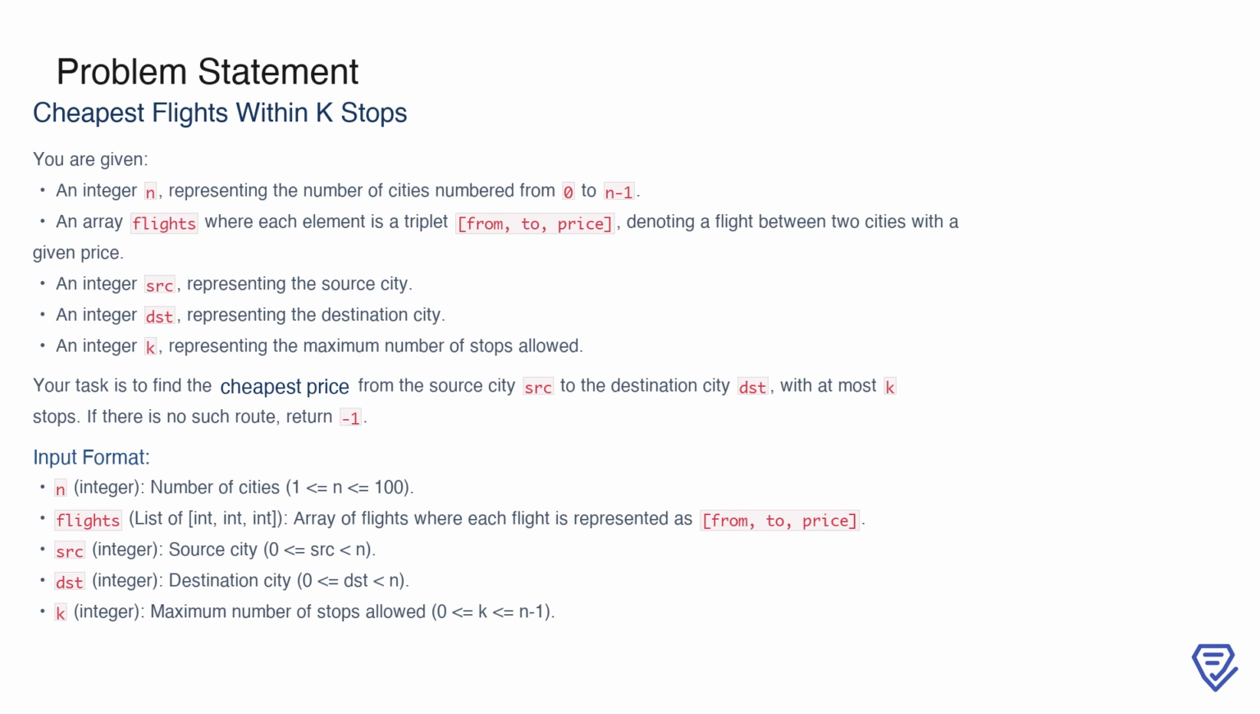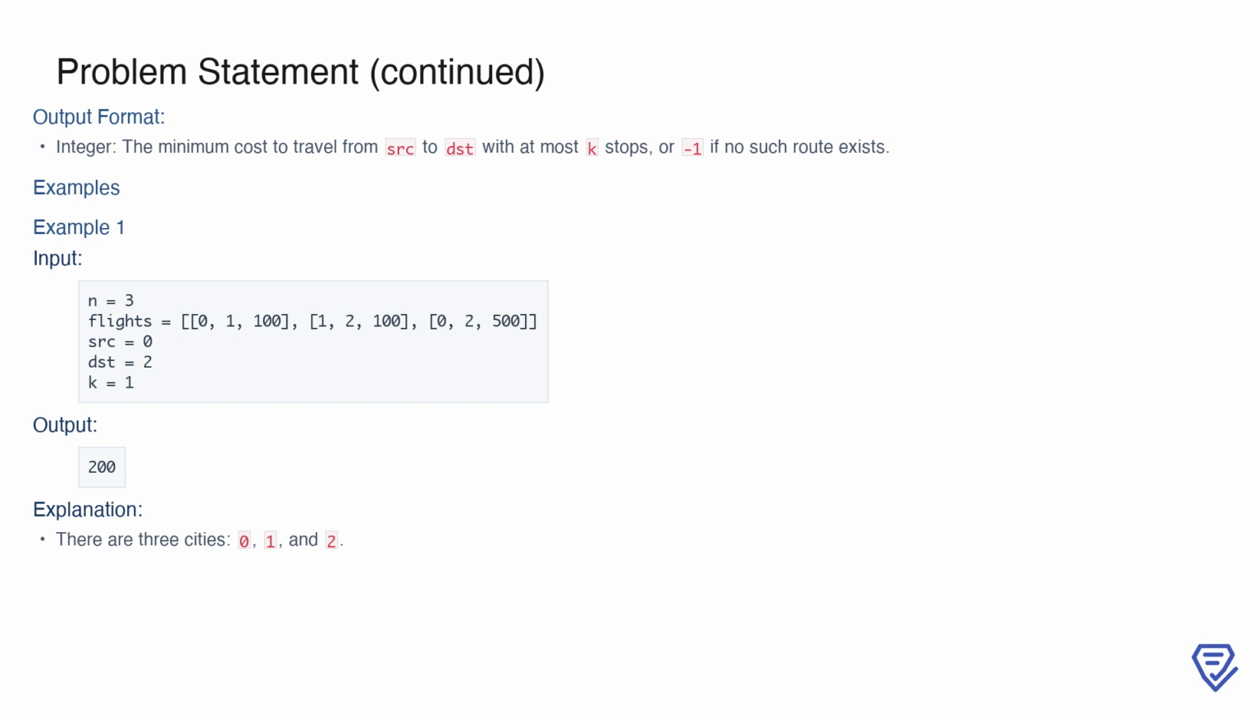The input parameters include the number of cities, the list of flights, the source and destination cities, and the maximum number of stops allowed. These constraints ensure that the problem is well defined and manageable within the given limits. The output of the problem is a single integer, representing the minimum cost to travel from the source city to the destination city within the allowed number of stops. If no such route exists, the output should be -1.